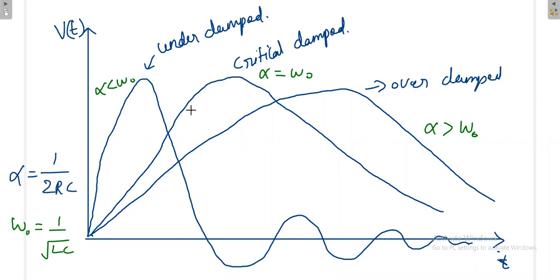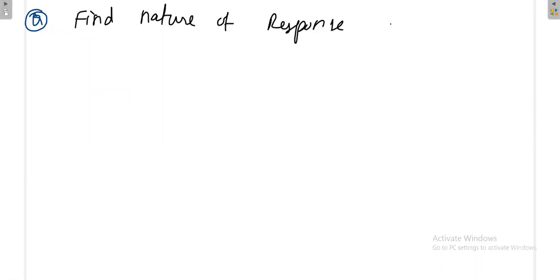So finally, for a series circuit alpha is R by 2L, and for a parallel circuit alpha is 1 by 2RC. You should know these conditions: when alpha is greater, it is over damped; when alpha is equal, critical; when alpha is lesser, it is under damped. Now we'll see one problem related to this. Find the nature of the response of it. First, the circuit is connected like this.